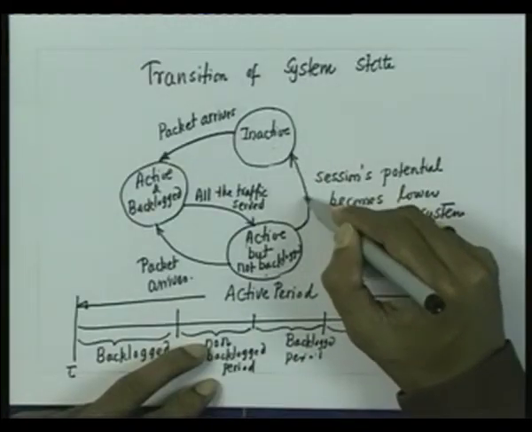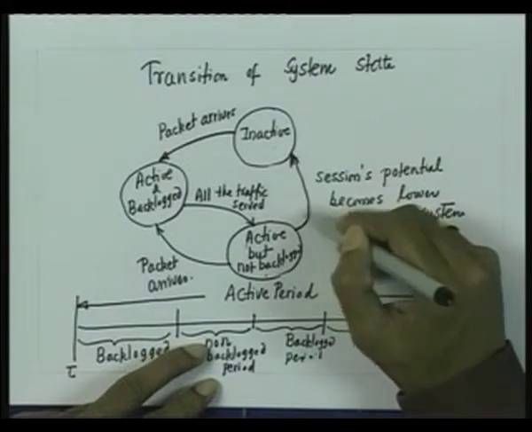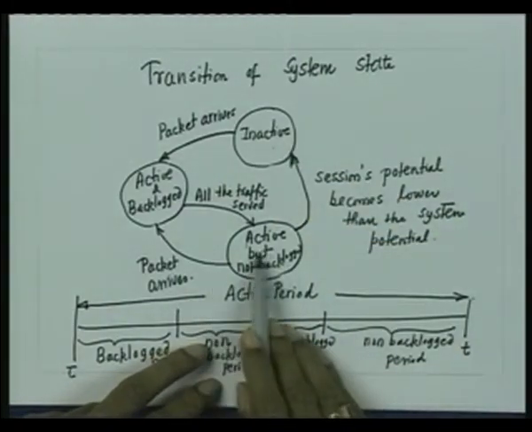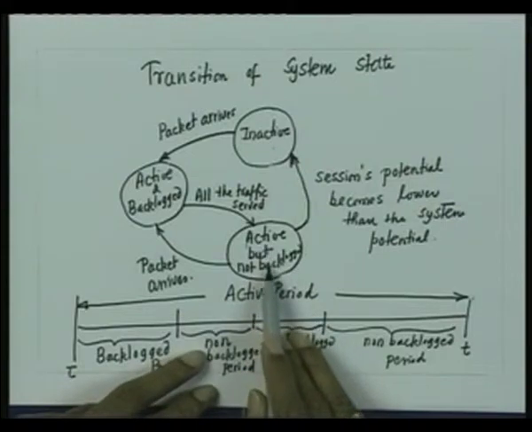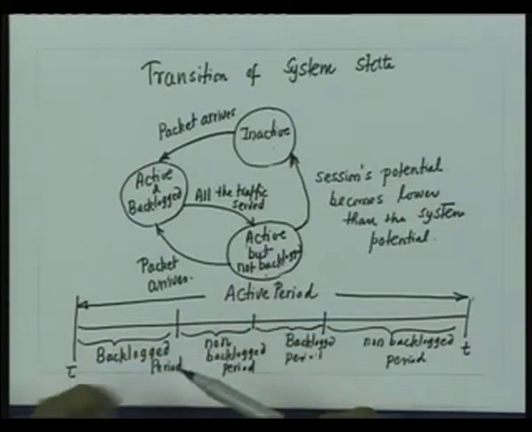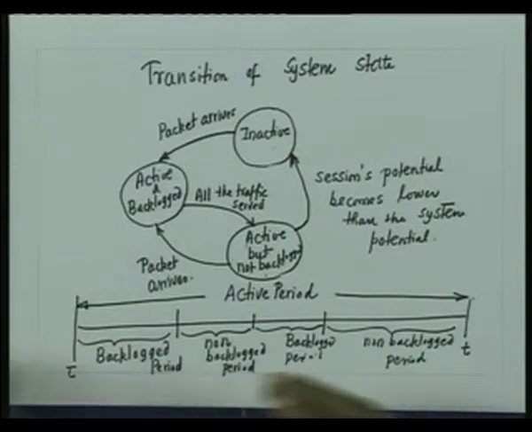Now when that happens, as we had seen, the state moves from the active but non-backlogged state to the inactive state. The state moves here. But on the other hand, if the session's potential was greater than the system potential and the session was not receiving any service, that is, it did not have any traffic, that means it was not in the backlogged state, and then suddenly some traffic arrives and the queue becomes non-empty, then the session can even move to the active and backlogged state.